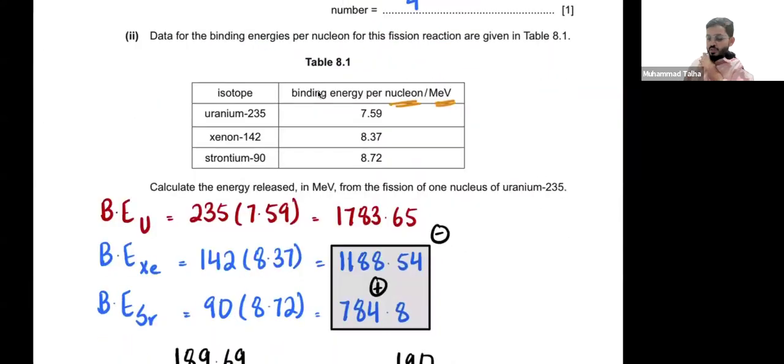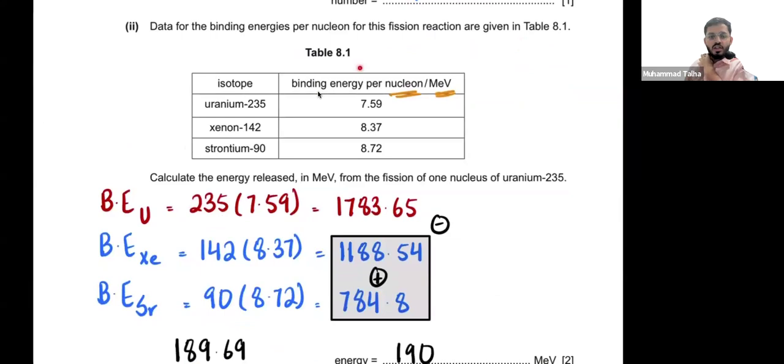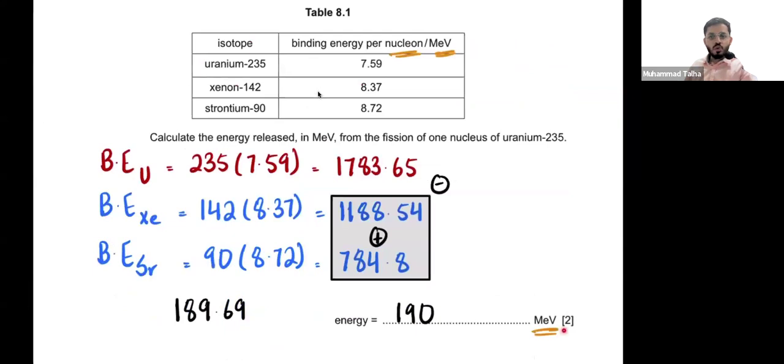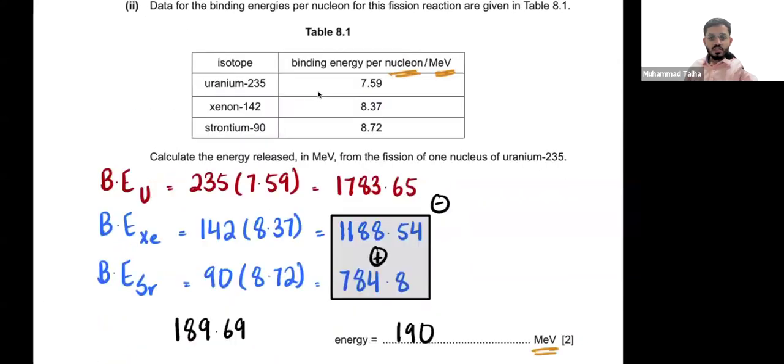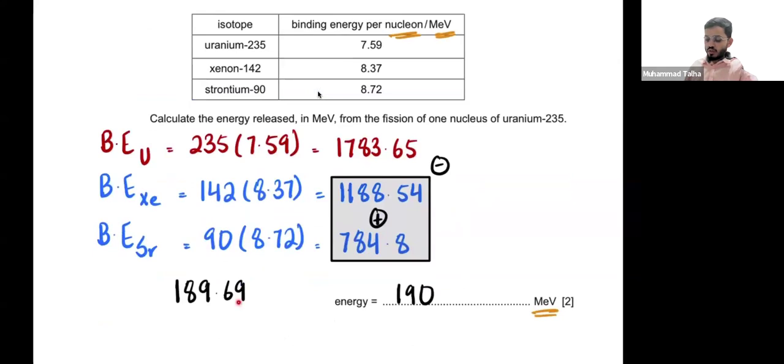Data for binding energies per nucleon for this fission reaction are given in mega electron volts, and the answer is also required in mega electron volts, so that's good to know. Calculate the energy released. You just take the difference in the total binding energies of the products and the reactants. The neutron would not have any binding energy because it is not a nucleus, it's just a particle. So this is my reactant, this is my products. I just take the difference, which turns out to be this value.